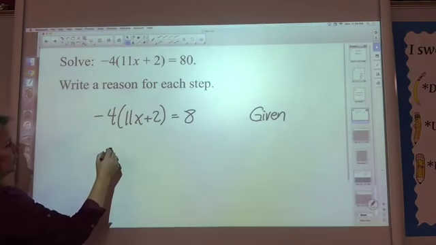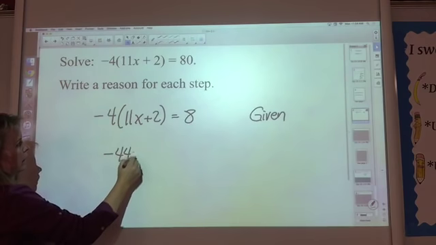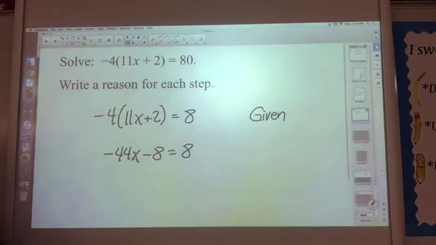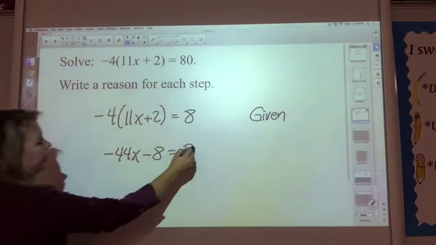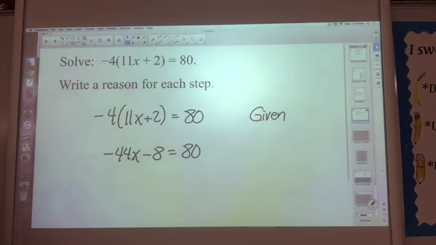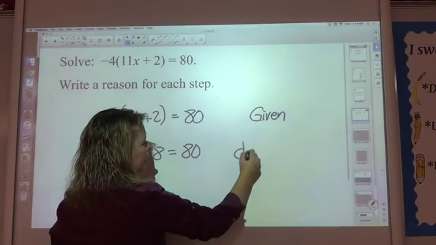And the first thing you'll do here is -44x minus 8 equals 80. Get my 80 on there. Why did we do that? Distributive property.